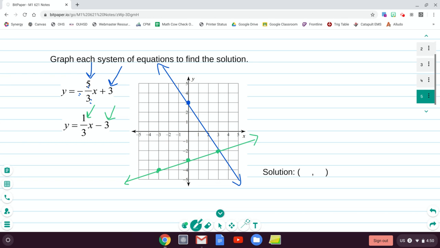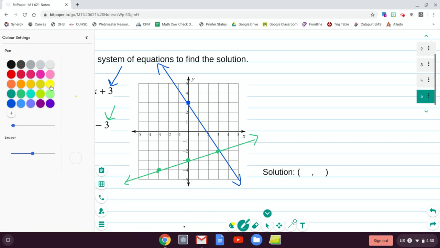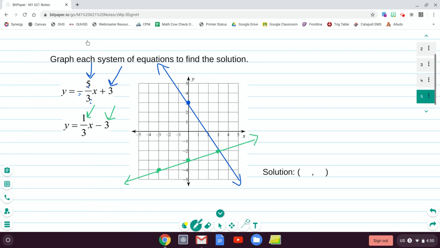All right. So we graphed both equations in the system, right? We graphed them both, and now I'm looking for that point of intersection. Let me get my yellow. Right there. So what is the solution? What point is that? That looks like it's 3, -2. 3, -2 is our solution.